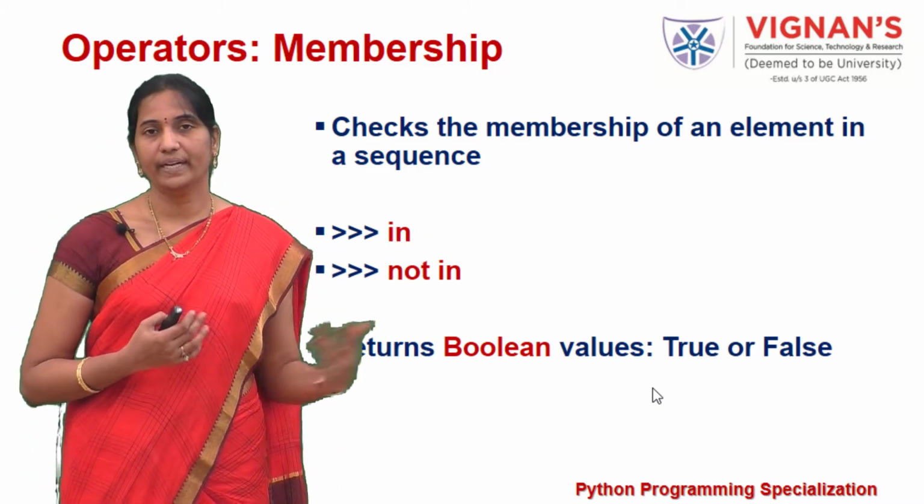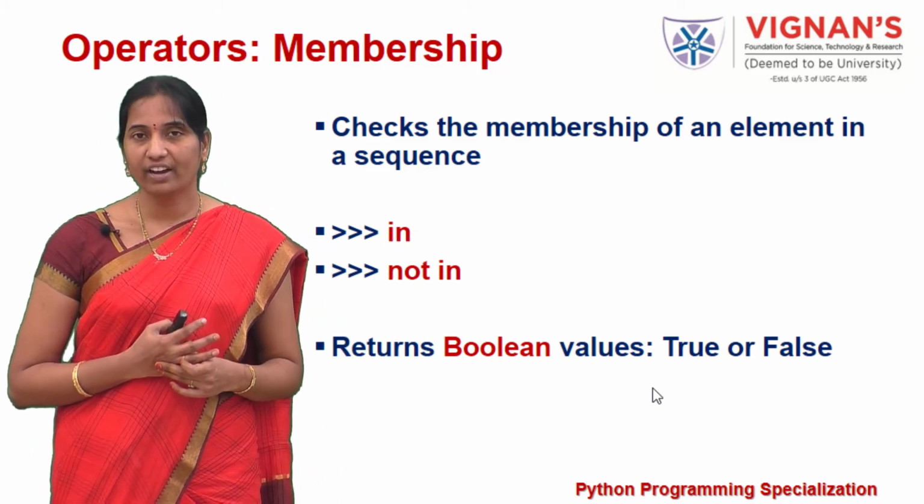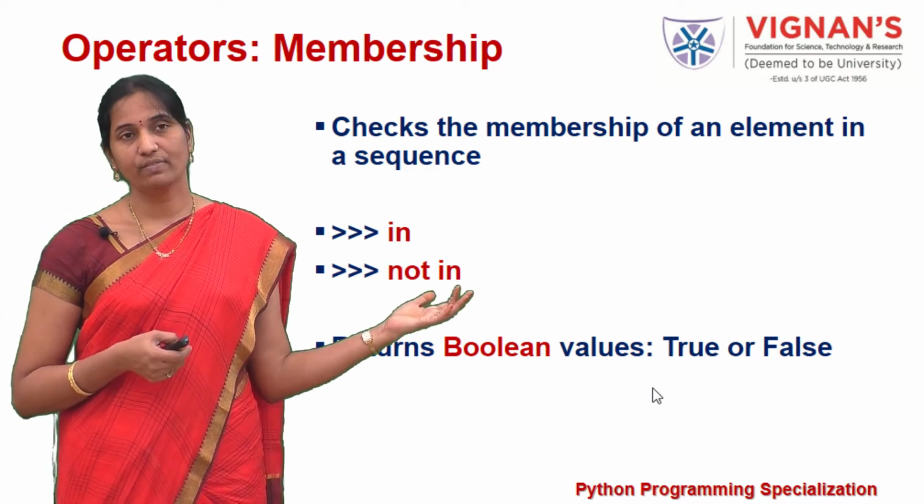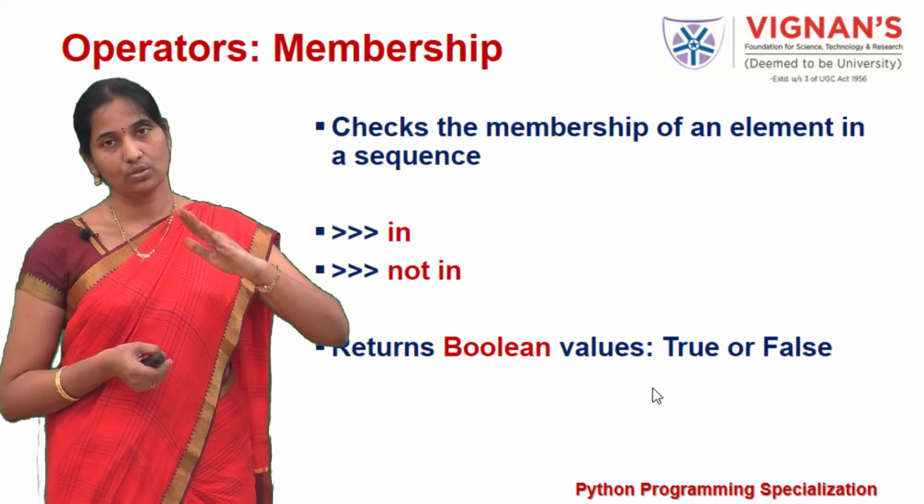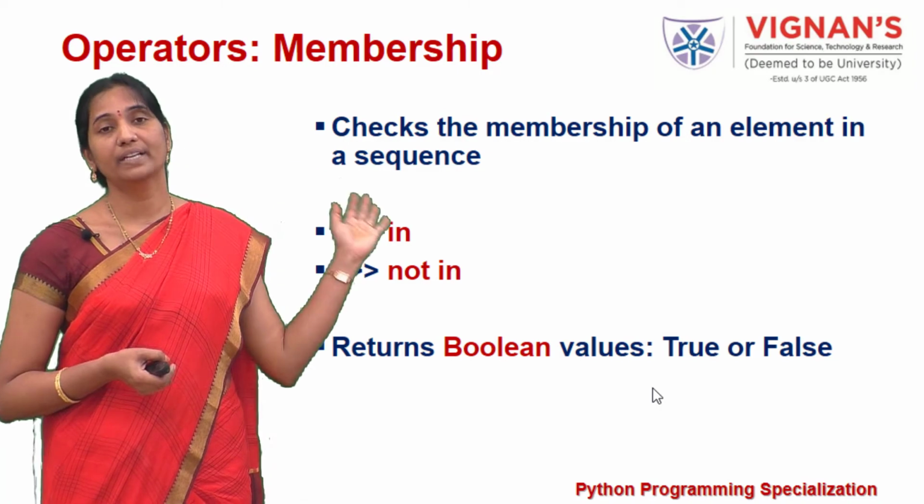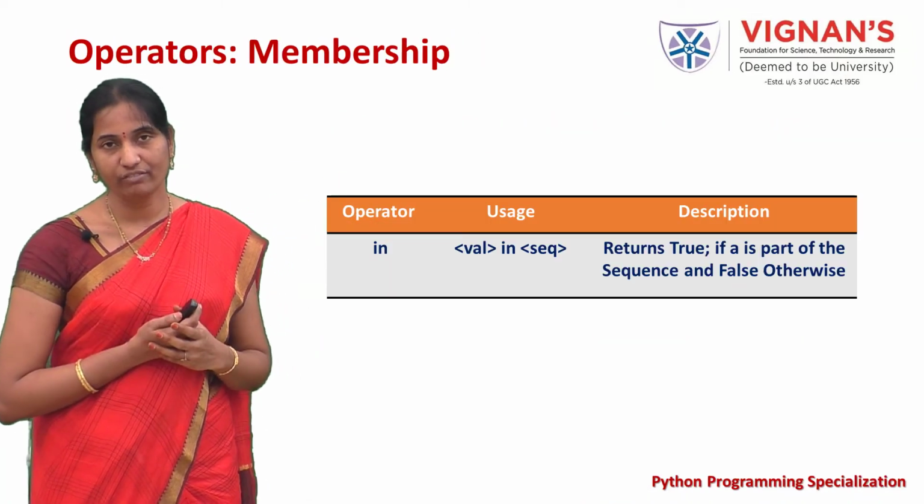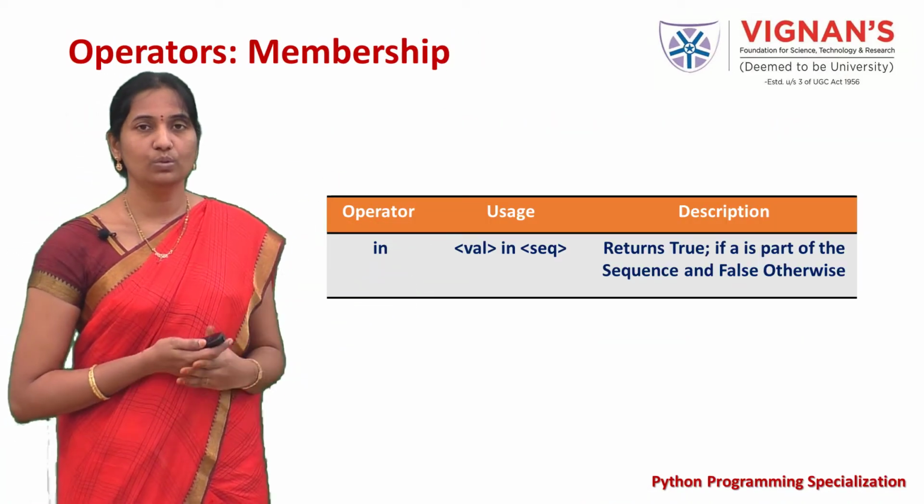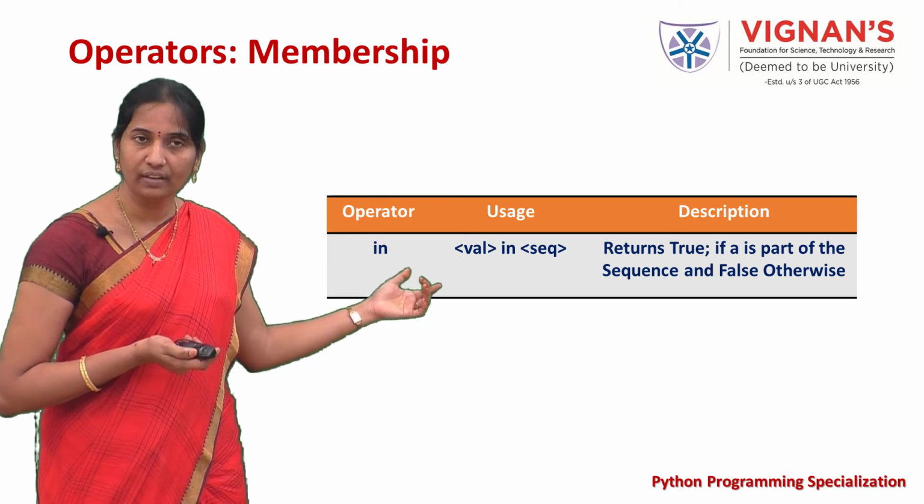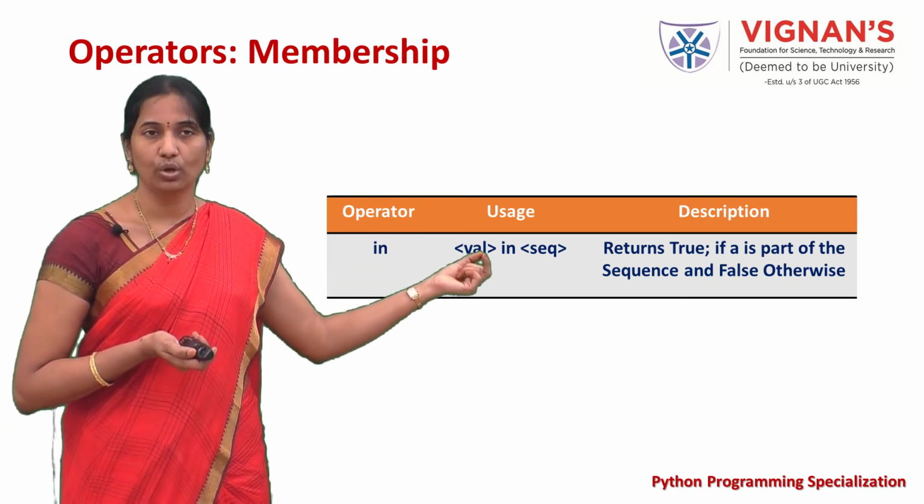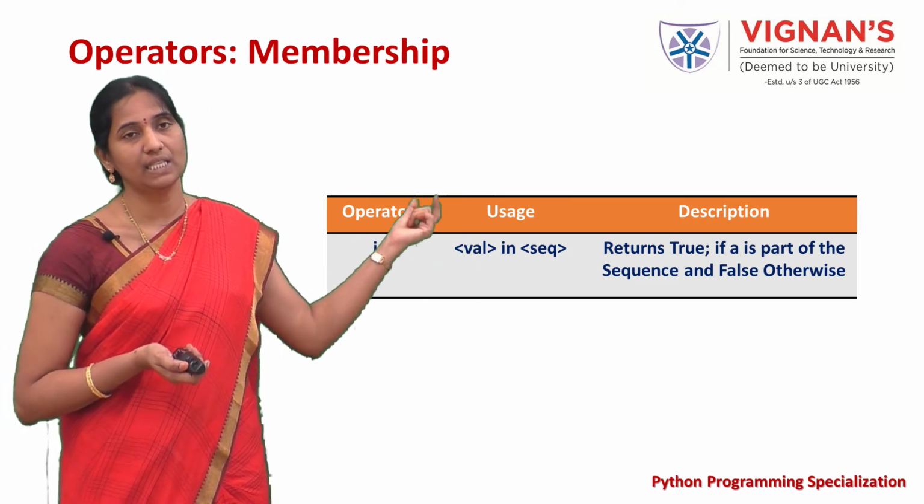So these operators also return the Boolean value, that is true or false, depending on the presence or absence of the element in the sequence. Now let's see the general form. So in can be used as: you are checking whether the element is present in the sequence or not, so you can use it as element in sequence.